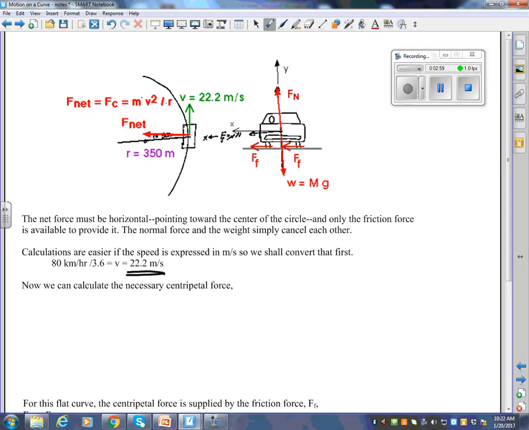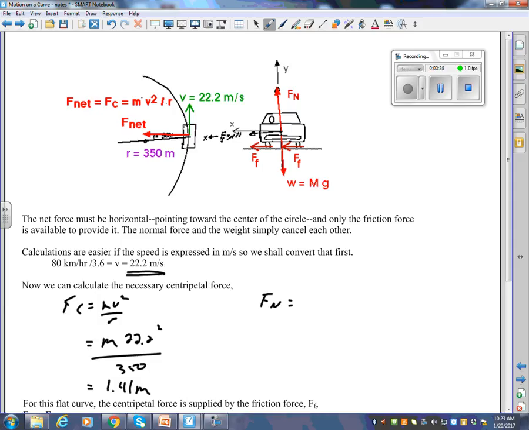Now we can calculate the necessary centripetal force. mv squared over r. Now we haven't talked about the mass of the car here, have we? So I'm just going to use the letter m in there because I don't know it yet. 22.2 squared. The radius is 350. So the centripetal force is 1.41 m. It's not meters, it's 1.41 times the mass of the car. 1.41 masses of the car. That is our centripetal force that's required.